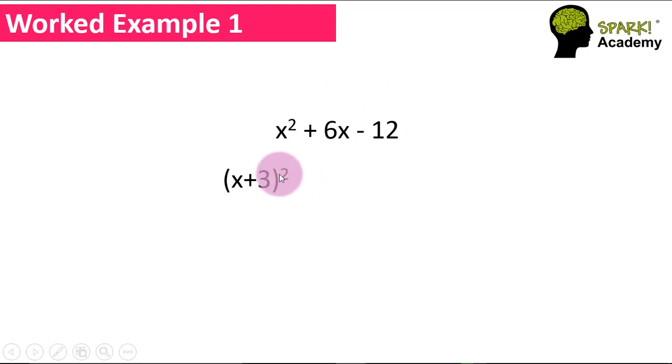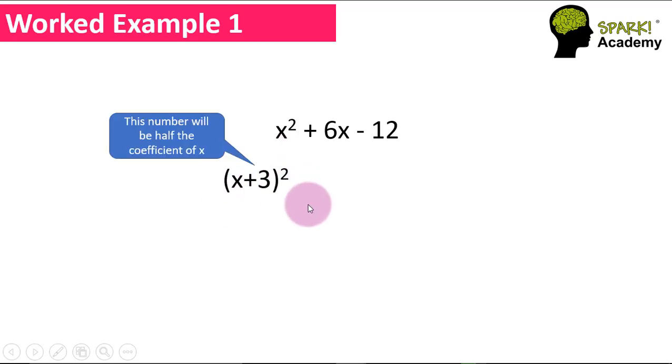So what you do is you take the number in front of the x, you halve it, and this x squared becomes an x. Because half of positive 6 is positive 3, you get x plus 3, and then the squared goes on the outside of the bracket. Then you take this number inside and you square it and subtract it from this bracket.